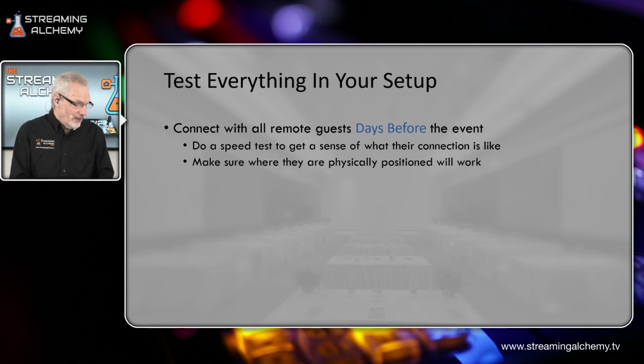The next thing when you do this test setup is to make sure that where they're physically positioned will work for the event. We've talked about the windows behind people, and all those things come into play here. But you also may be looking at, can I reach a physically wired internet connection from this location to whatever router or switch they may have in their location? So this could be a consideration, and it could also be things around noise and acoustics.